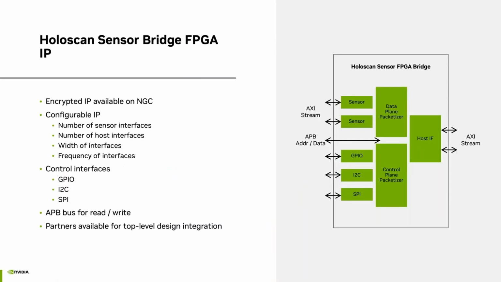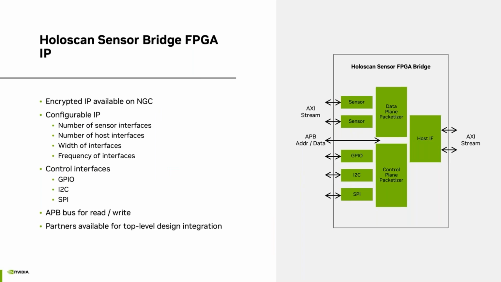Jumping a little bit more into detail about what the Holoscan Sensor Bridge FPGA IP is, I mentioned that there is a data plane and then there is a control plane. The data plane is mainly for data transfer of relevant sensor data. It gets packetized into UDP packets. And then the control plane takes care of the data transfer that's relevant for your host, so you can easily communicate between the host and the sensor.